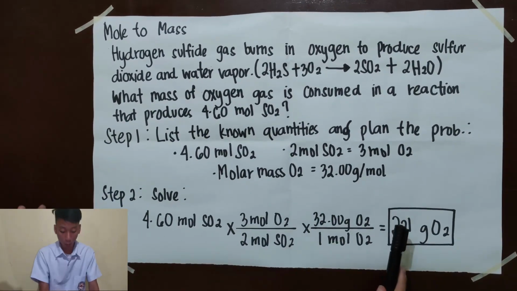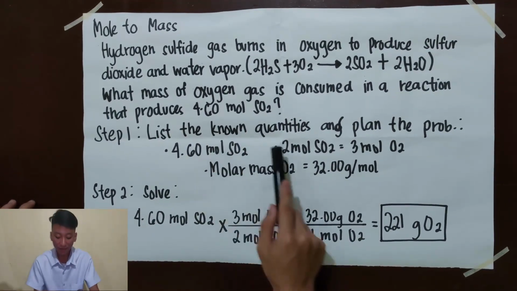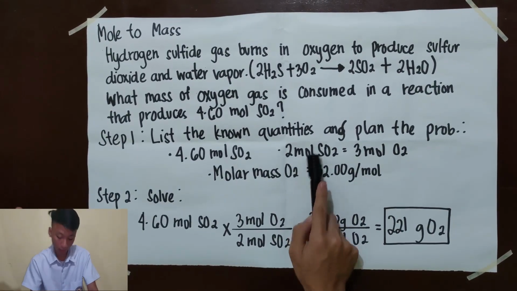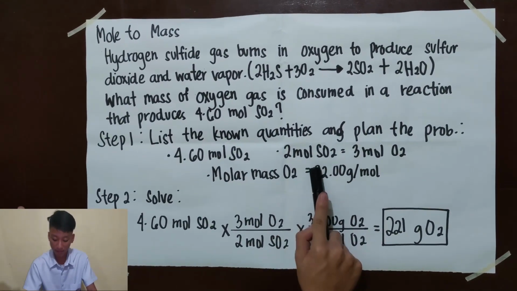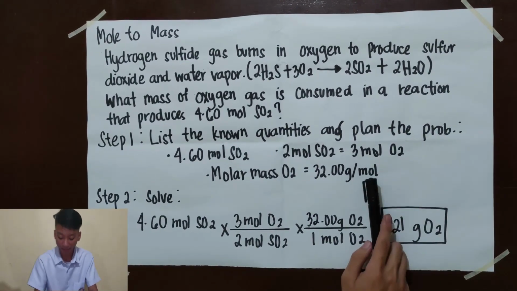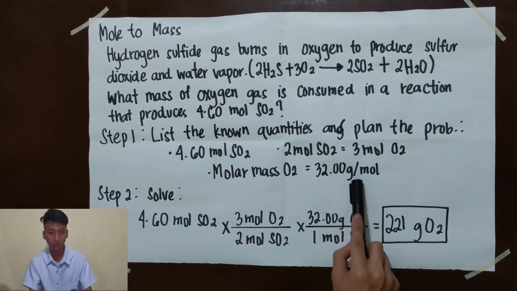Step 1. We have to list the known quantities and then plan the problem. We have the given 4.60 moles of sulfur dioxide, and then 2 moles of sulfur dioxide is equal to 3 moles of oxygen. And then the molar mass of oxygen is equal to 32 grams per mole.